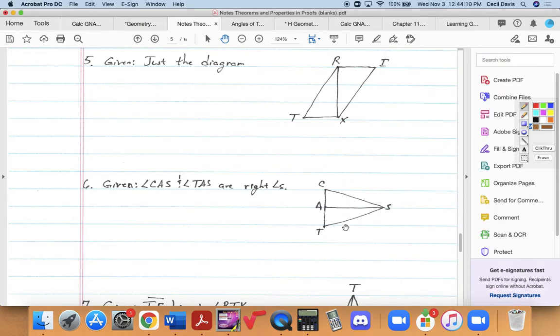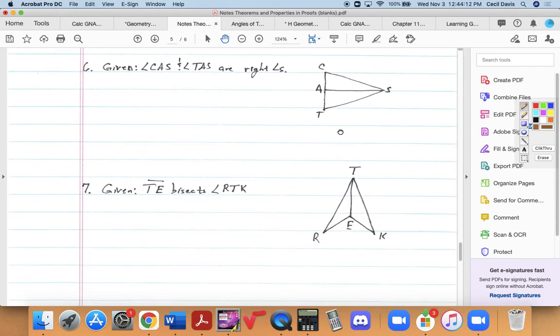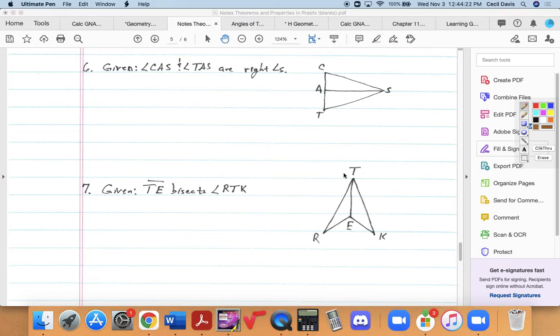So, for number 6, there are actually two different statements you can make from right angles. We did an example. If you need to look back, look back. But I want both of them. Both of them. Yep.